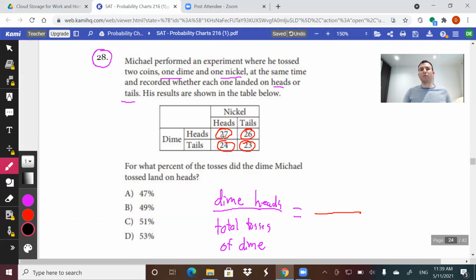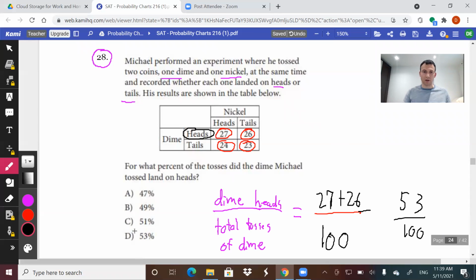So all in all, we've tossed this dime 100 times, right? 27 plus 23 is 50. 26 plus 24 is 50. So we've tossed this coin 100 times, and it wants to know how many times did the dime land on heads. So here's heads for the dime. The dime landed on heads 27 times and 26 times. 27 times it landed on heads with the nickel landing on heads too, and 26 times the dime landed on heads where the nickel landed on tails. So the dime lands on heads 53 out of 100 times, or 53% of the time.